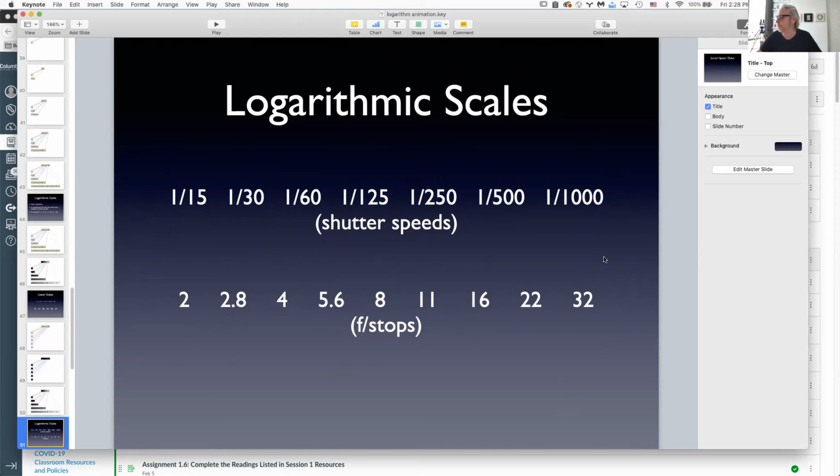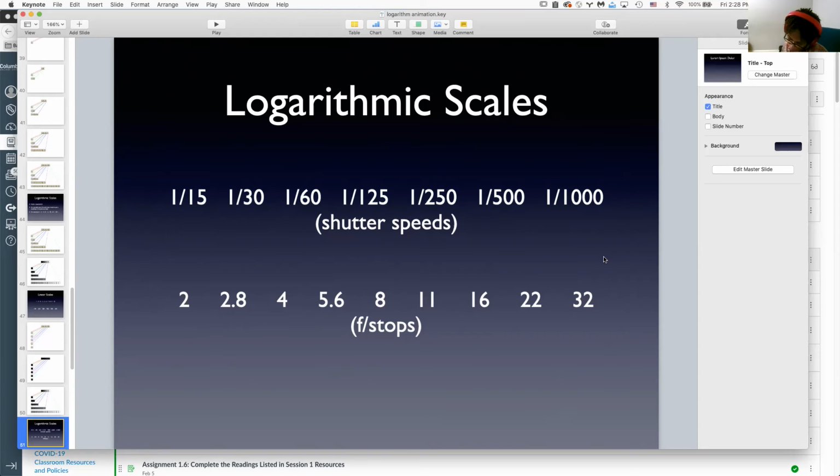What's 1 step down from 2.8? 4. Next stop. 5.6. Next. 8. Next. 11. Next, you can read it off this. 16. Next, 22. Next, 32. What's after that? 45. Yes, 32 is followed by 45.